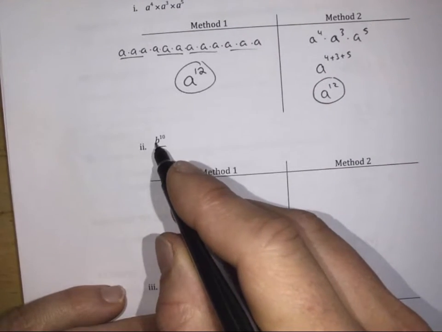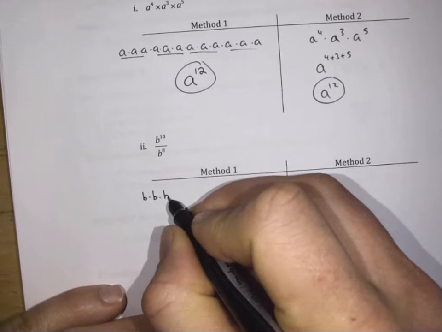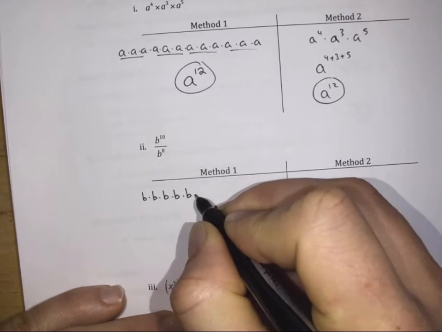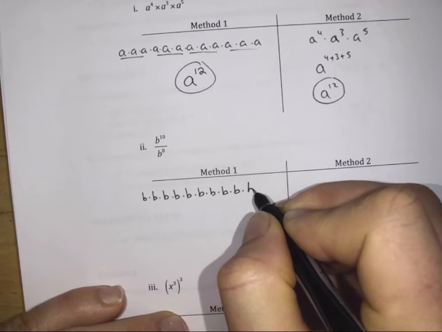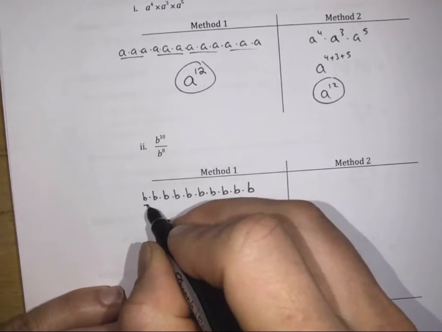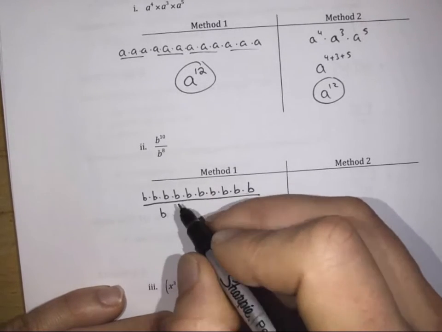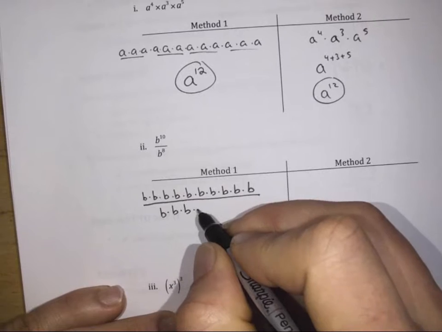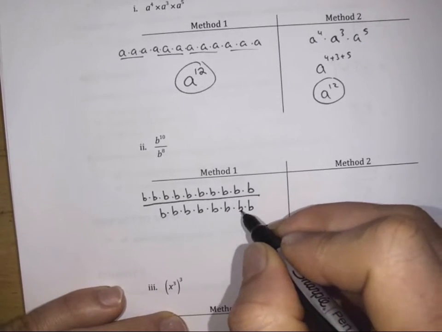So I could express b raised to an exponent 10 as, well, that really means b times b times b times b times b times b times b times b times b times b. 1, 2, 3, 4, 5, 10. Okay. That's raised all over b raised to an exponent 8. B times b times b times b times b times b times b times b.